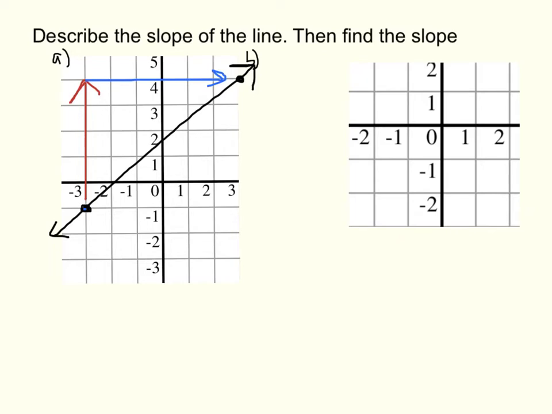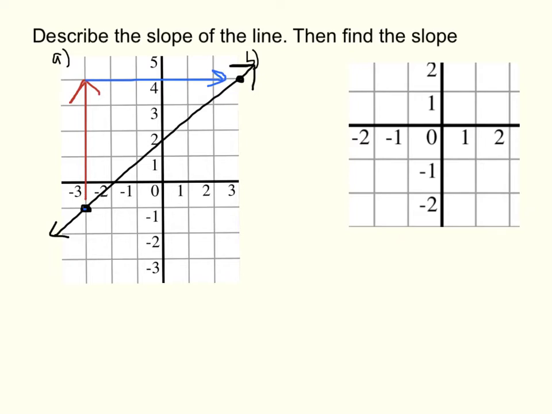All right, the first part of your homework, you don't need to draw these graphs in your notes. I just want you to watch. But you need to write down the answers in your notes so you know what you're doing. A and B. You need to first describe the slope, then find it.